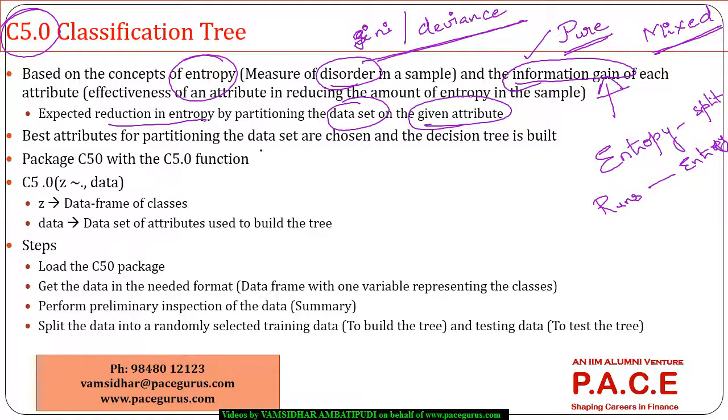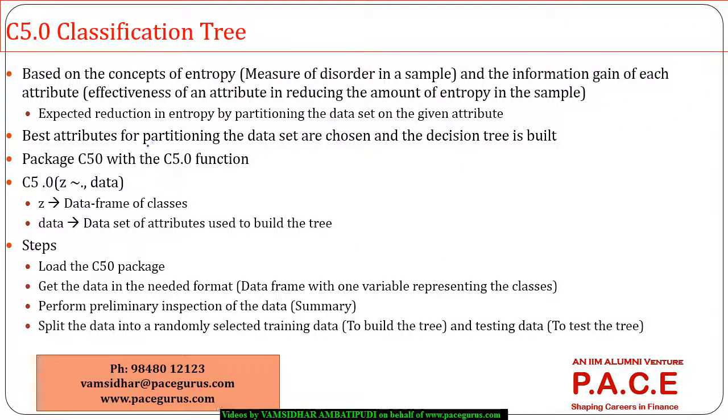And the best attributes for partitioning the data set are chosen. So we have 10 different attributes in our model. So probably not necessary that all 10 needs to be used. Even our earlier tree algorithm, even when we have fitted the full tree, it has used only around 7 attributes, both in the deviance case as well as in the Gini case. So it's not necessary that all 10 of them need to be used, but whatever are used, it will use the best possible attributes for partitioning the data set, and accordingly the decision tree is being built in case of C5.0. So we have a package called C50.